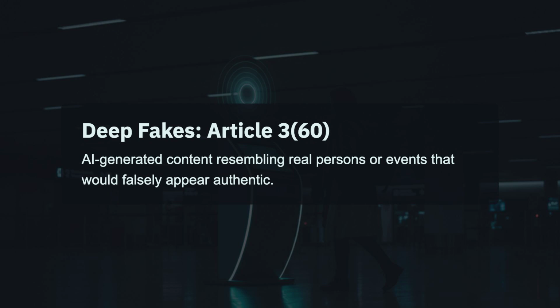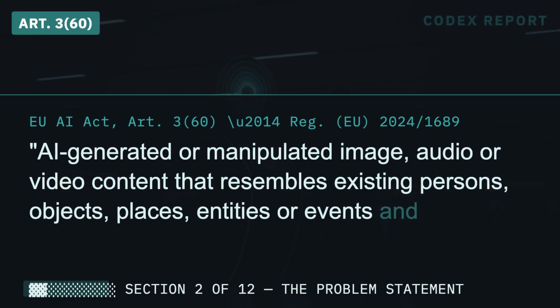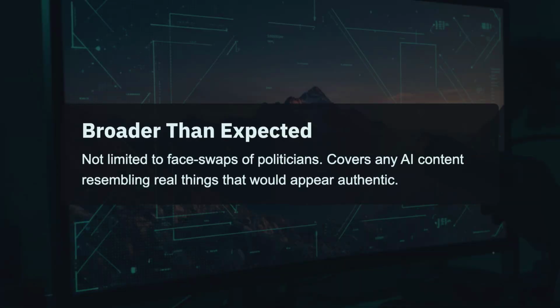regime. The regulation defines a deep fake precisely. Article 3, paragraph 60. AI-generated or manipulated image, audio or video content that resembles existing persons, objects, places, entities, or events and would falsely appear to a person to be authentic or truthful. That definition is broader than you might expect. It is not limited to face swaps of politicians. It covers any AI-generated image, audio, or video that resembles real things and would falsely appear authentic to a viewer.